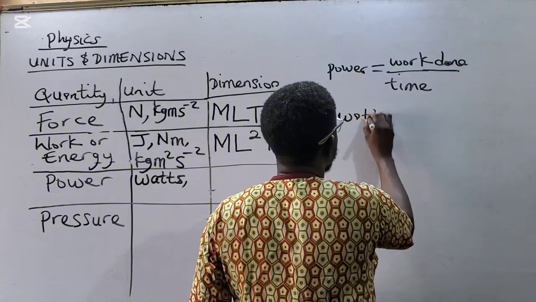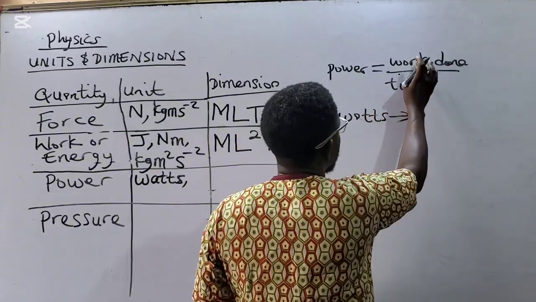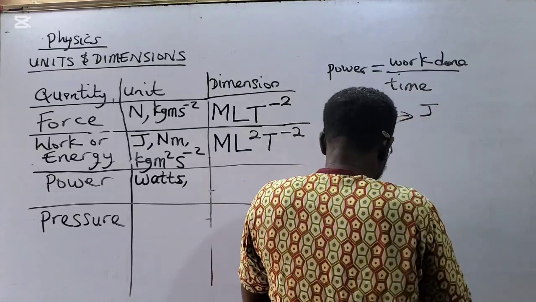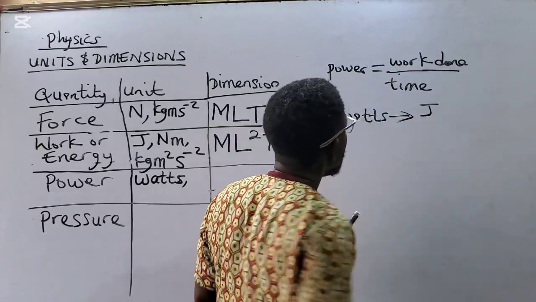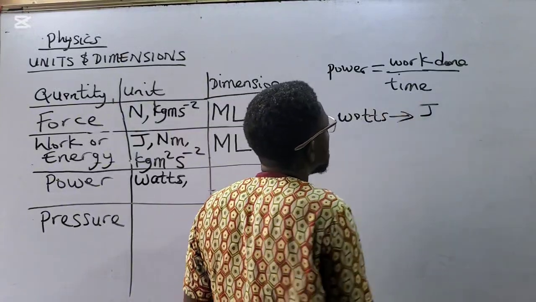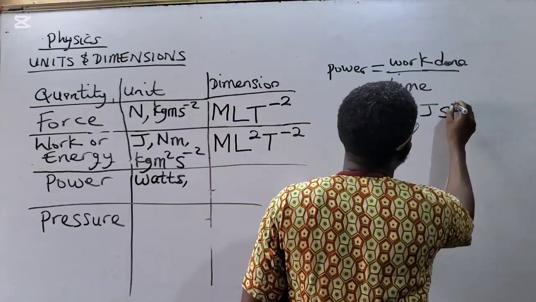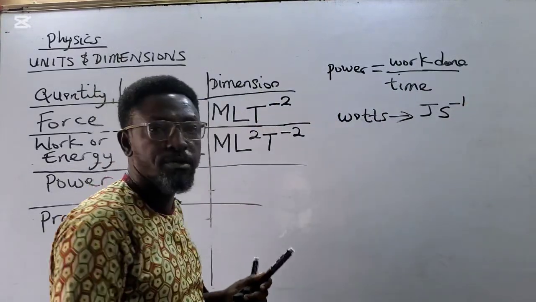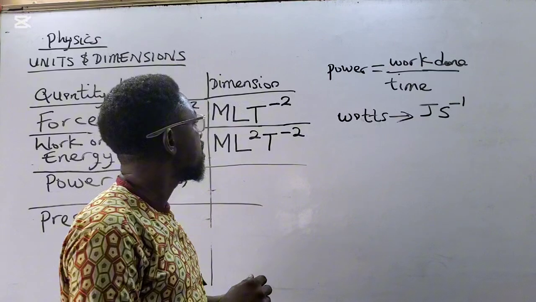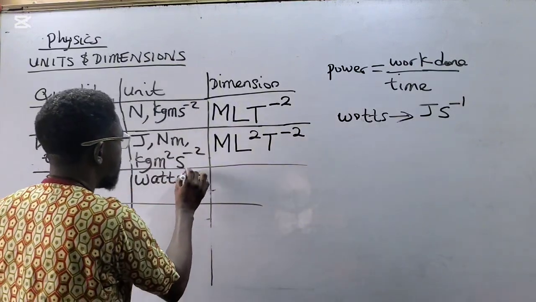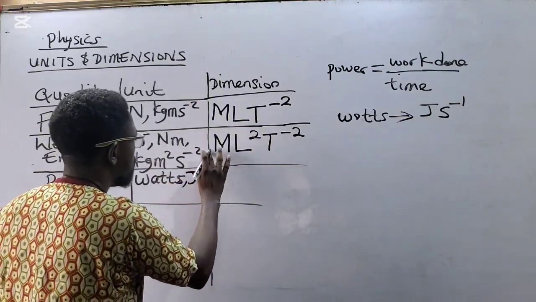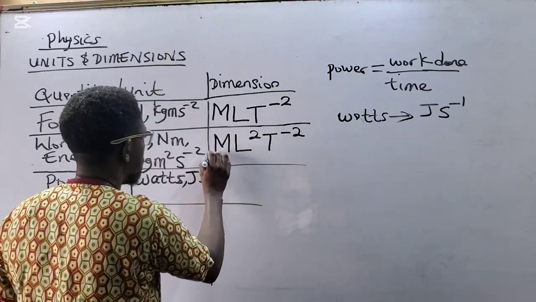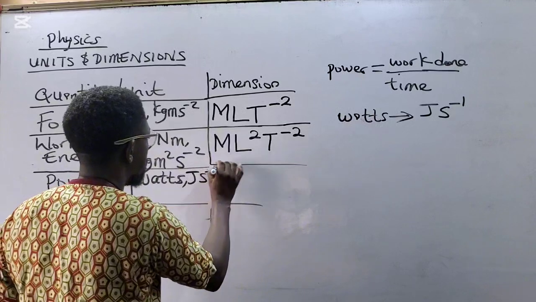An equivalent unit from here, work over time. Work is what? Joules. Then time is what? Seconds. So we can write that as what? Joules per second. So joules per second becomes an equivalent unit to the watts.